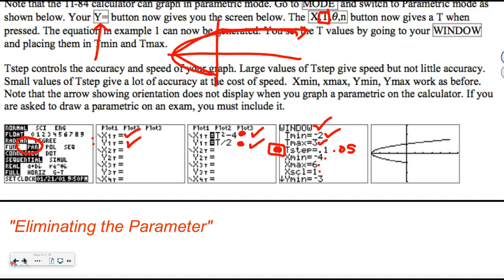If you hit graph, you'll see that you forced your calculator to start here and move in this direction, because it moves in the direction that you graphed. So your calculator doesn't put the arrows on, but that's what's happening. Now watch and mess with the T-step. If you make the T-step 0.1, see if it speeds it up or slows it down.